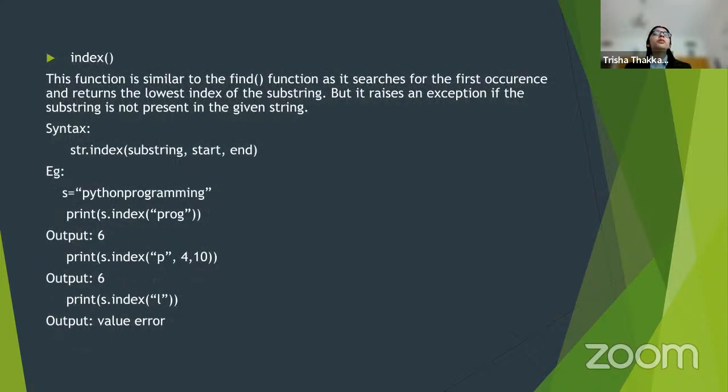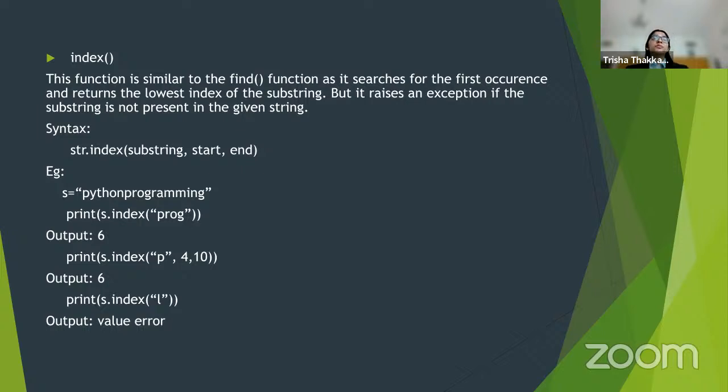Now I'll be talking about the index function. This function is similar to the find function as it does the same thing. It searches for the first occurrence and returns the lowest index of the substring. What is the difference between the find function and the index function? It raises an exception if the substring is not present in the given string, whereas the find function gave us the value -1.